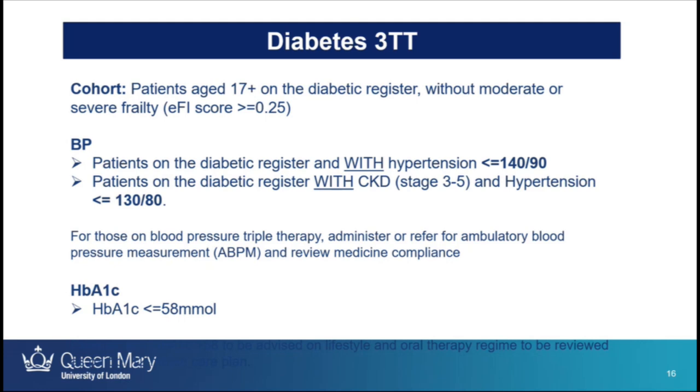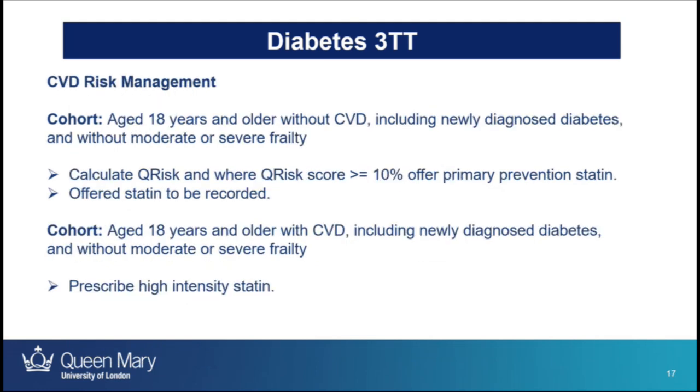Your HbA1cs, they need to be controlled at equal to or below 58. And then moving on to your statins, so the CVD management. This is aged 18 years and older without CVD, including your newly diagnosed diabetics and without moderate and severe frailty. So it will be calculating their Q risk, and if their Q risk is equal to or above 10%, you offer statins. So please do make sure that you are using the template to record that you've offered them the statins. And so that's your low intensity statin, sorry.